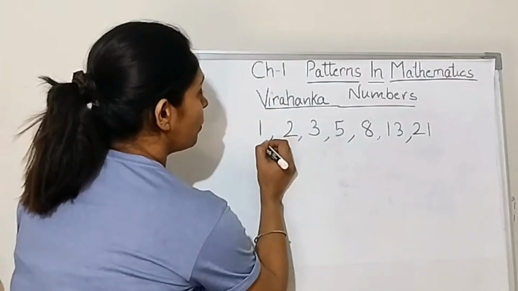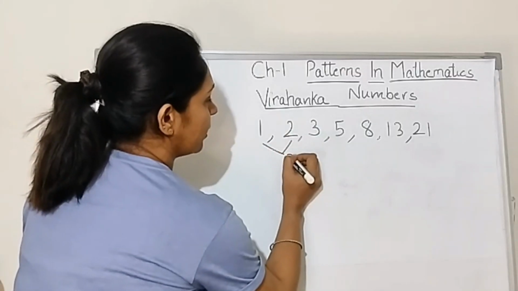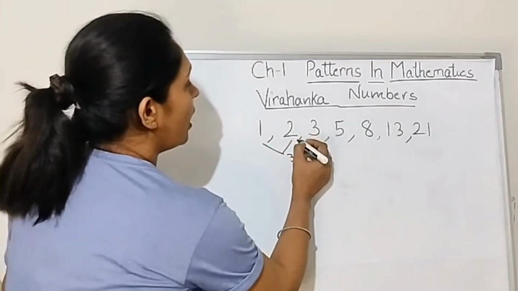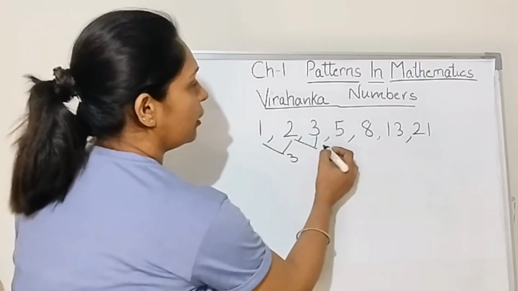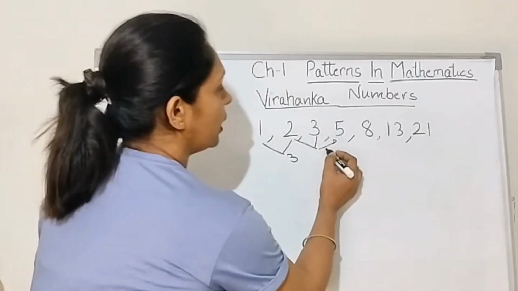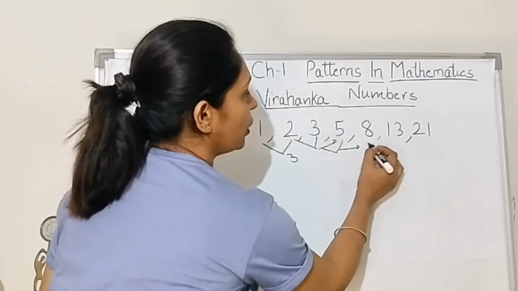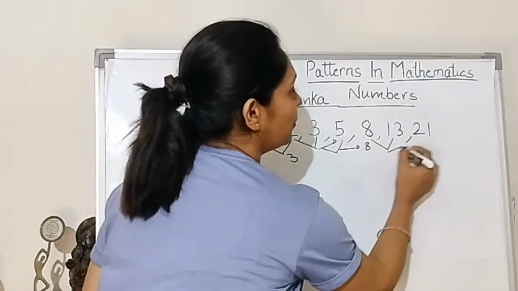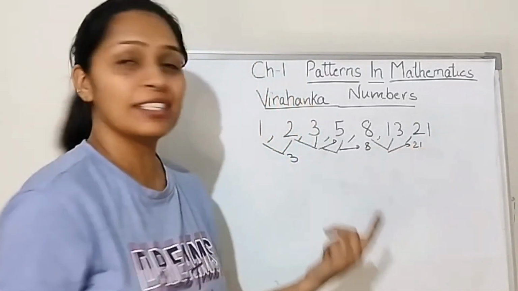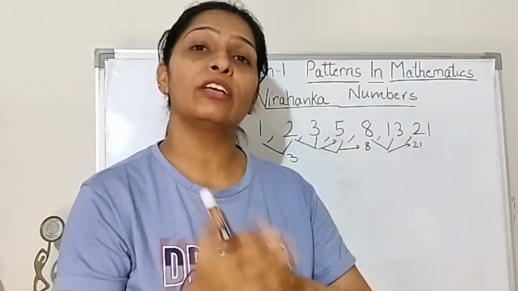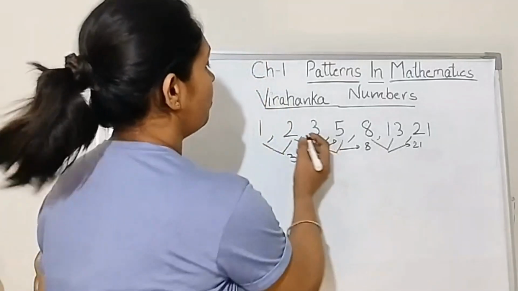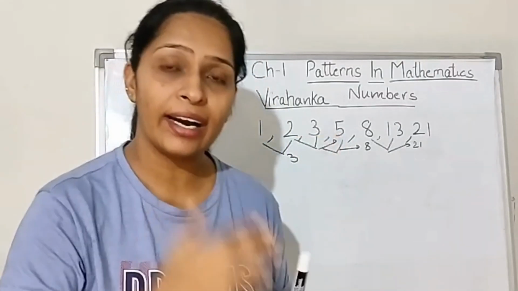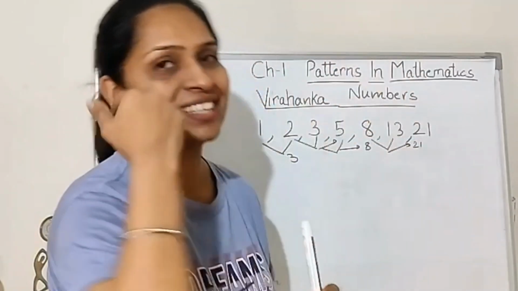It is going to be 1 plus 2, that gets me 3. When you add 2 plus 3, you get 5. When you add 3 plus 5, you reach 8. When you add 8 and 13, you reach 21. Isn't it so nice? It is like the previous two patterns, the previous two digits we have to add in order to get the next number.